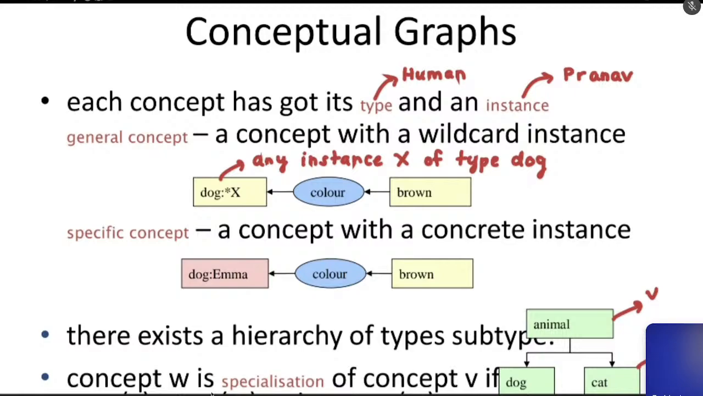If you look at the second conceptual graph, you have dog Emma. Emma is the instance, dog is the type, and this conceptual graph is only concerned with this specific instance, Emma, which is a dog. So they're talking about a dog called Emma specifically. If you're talking about all dogs, you can go for the first graph.